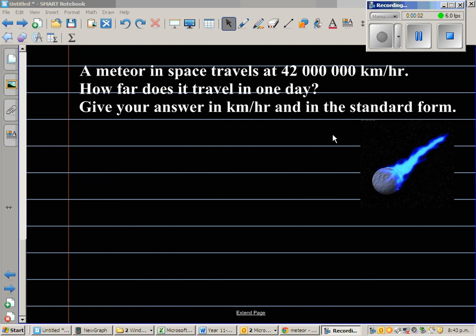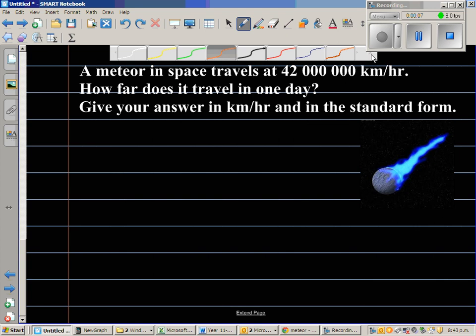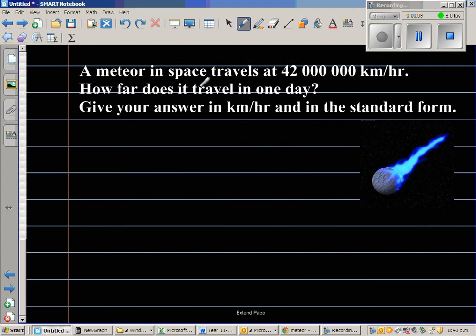Now, this is a question of writing your answer in the standard form or the scientific form. So let's read the question. A meteor in space travels at 42 million kilometers per hour. How far does it travel in one day? Write your answer in kilometers and in the standard form.